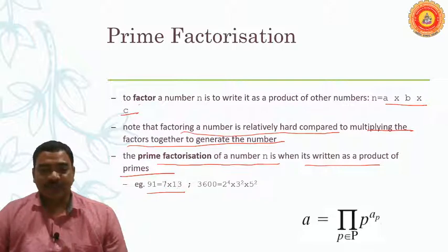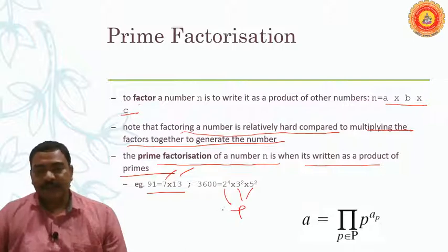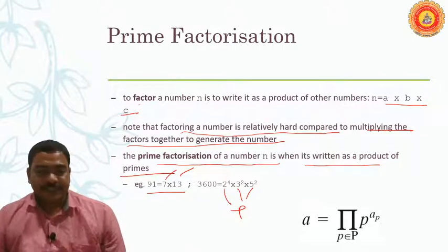91 is 7 into 13, so 7 is a prime number and 13 is another prime number. Similarly, 30 is 2 into 3 into 5: 2 is a prime number, 3 is a prime number, and 5 is a prime number, so that is the prime factorization.